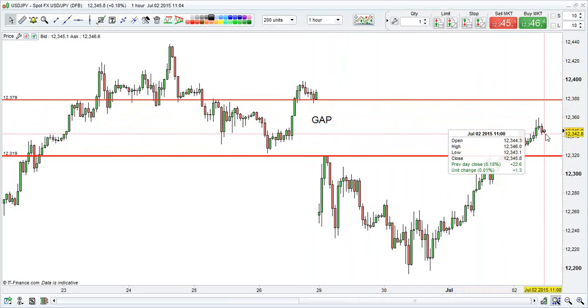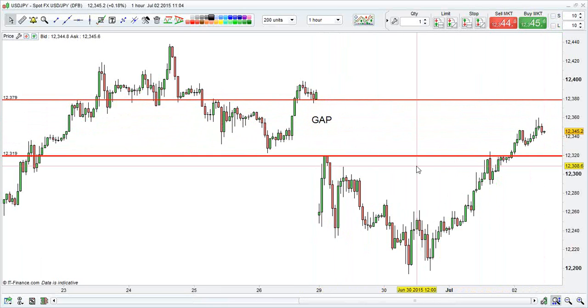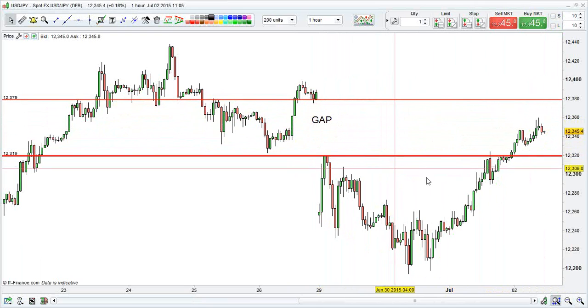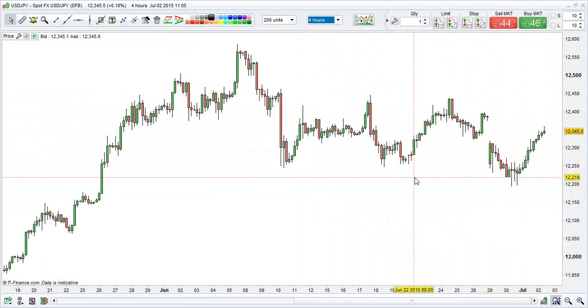From a fundamental point of view, the Greek situation is still unresolved. Over the weekend, we heard that the banks weren't closing. On the Monday evening, they failed to make a payment to the IMF, the International Monetary Fund. So the market kept selling off. It's trying to recover its uptrend, as we can see the longer term uptrend on the USD JPY.